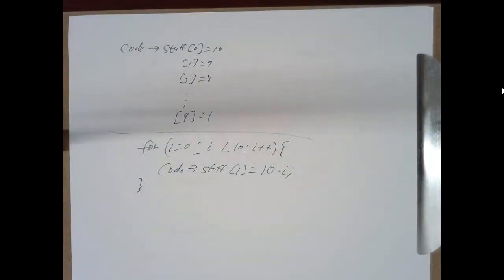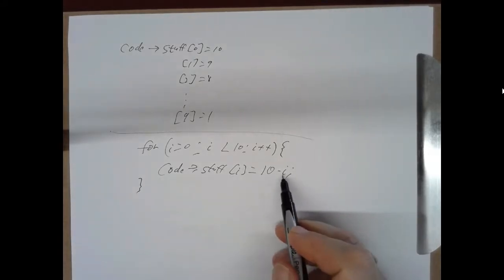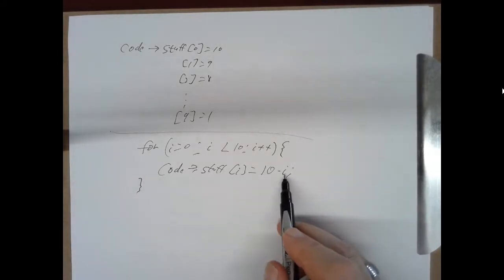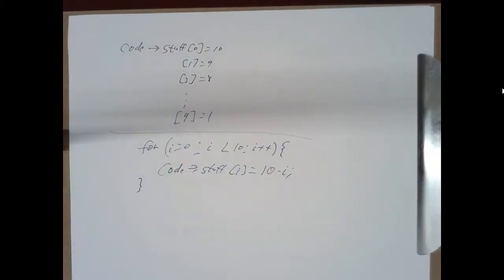But test it in the middle. Test your edge cases. Make sure this is the right thing. If I is 0, element 0 will be 10. If I is 9, element 9 will be 10 minus 9, which is 1. Element 2 will be 8. So that seems fine. But there's other ways you can do this.